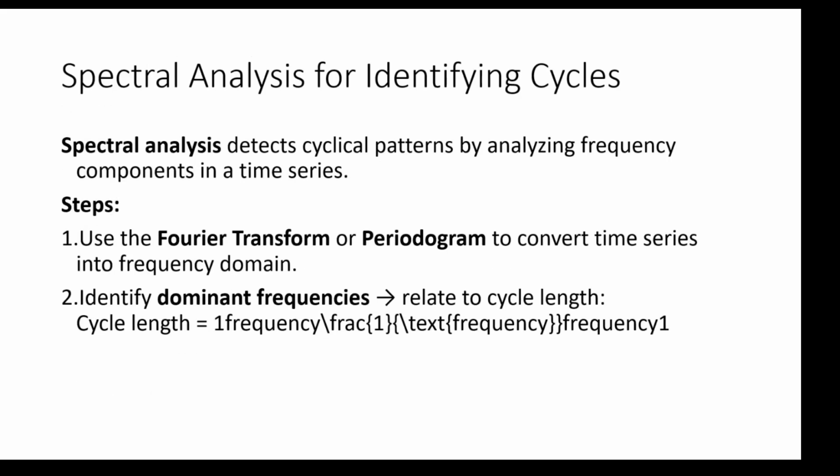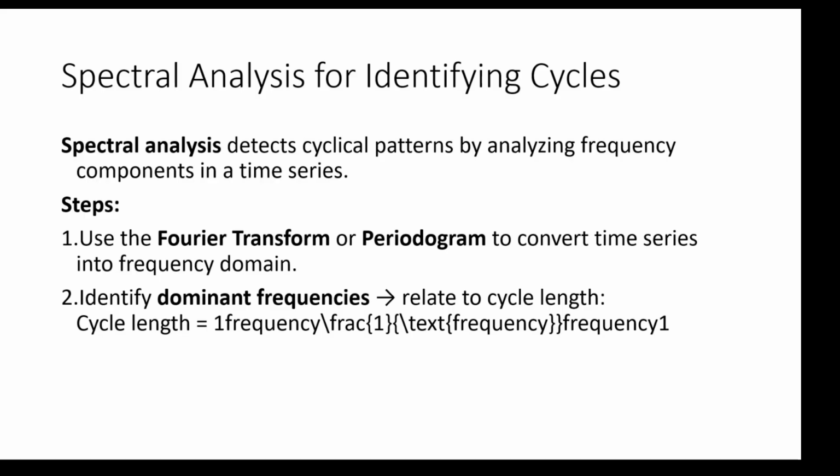Okay. And then, of course, finally, we have the spectral analysis, which is used to identify cycles, also a very useful technique. Spectral analysis detects cyclical patterns by analyzing frequency components. So it converts the time domain into the frequency domain. The data is now arranged on time, no? 1980, 1981, 1982, like that. But it converts into cycles, long cycles, medium cycles, short cycles, and then finds out which is the dominant cycle. And that is essentially what spectral analysis does.